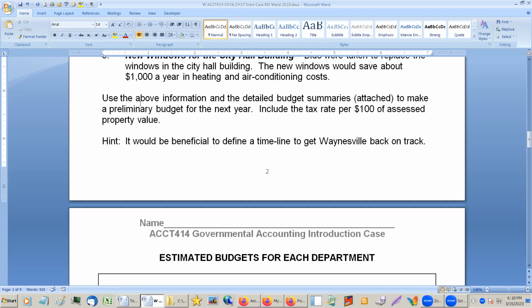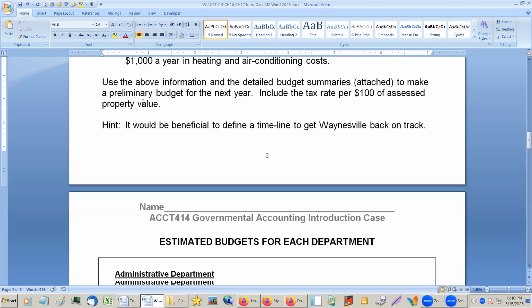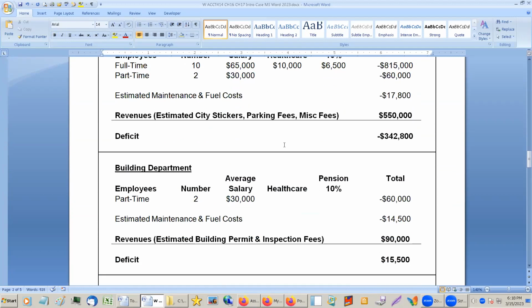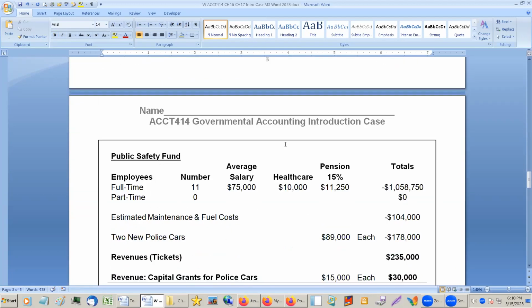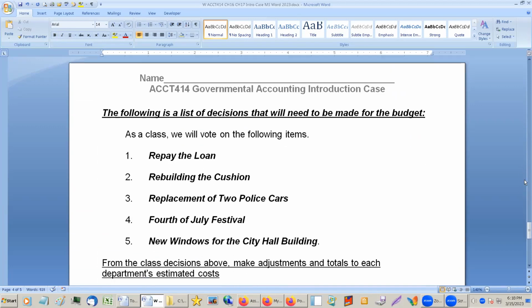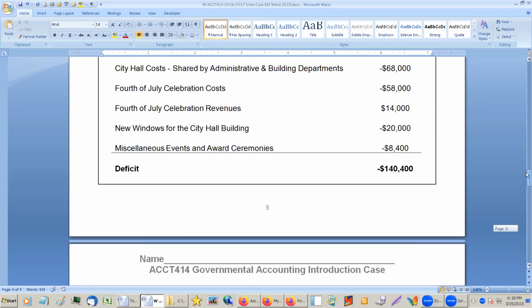Okay, use the above information and the detailed budget summaries attached to make a preliminary budget for the next year, including the tax rate, and so on. So the first thing we have to do is get a handle on these things we're going to vote on. And there are budgets. I think there's five budgets here.